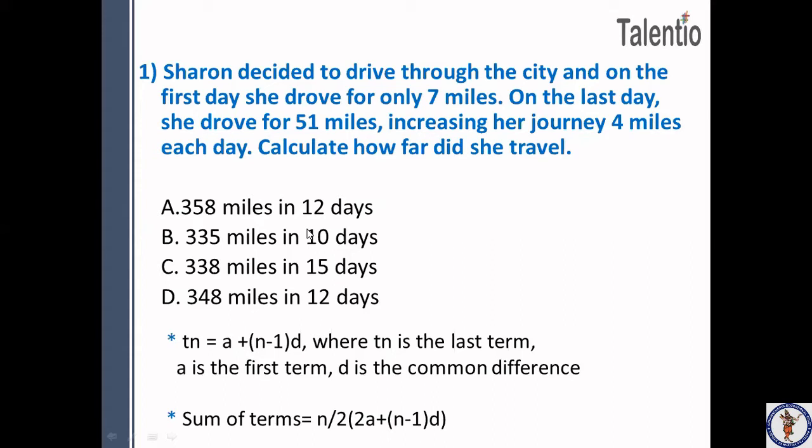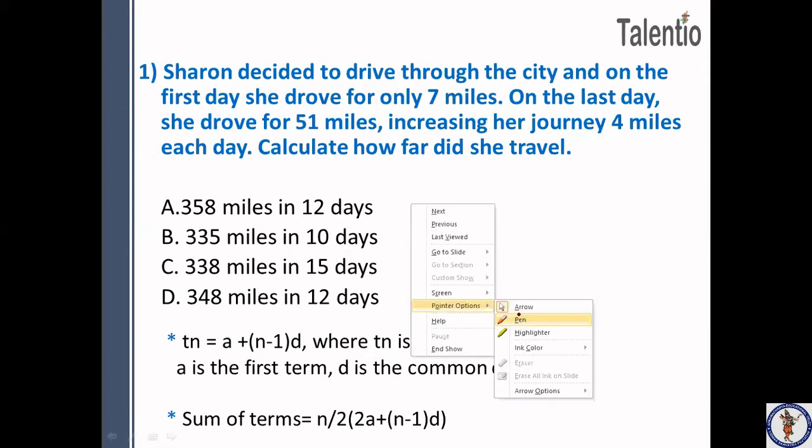Sharon decided to drive through the city, and on the first day, she drove for only 7 miles. On the last day, she drove for 51 miles, increasing her journey 4 miles each day. How far did she travel? Okay, so there is a person Sharon, and she decided to drive to the city, and on the first day she drove only 7 miles. They didn't mention which day is the last day, but they mention that on the last day it is 51 miles.